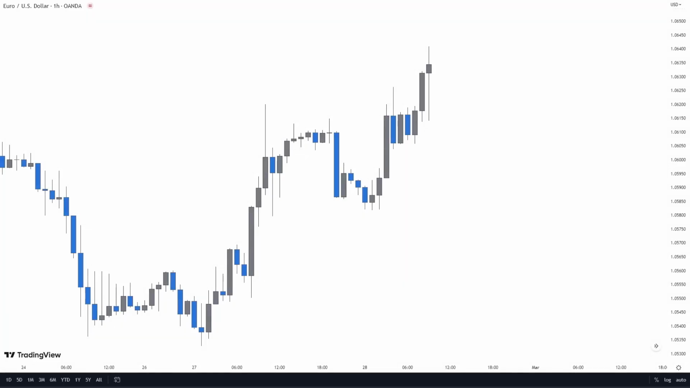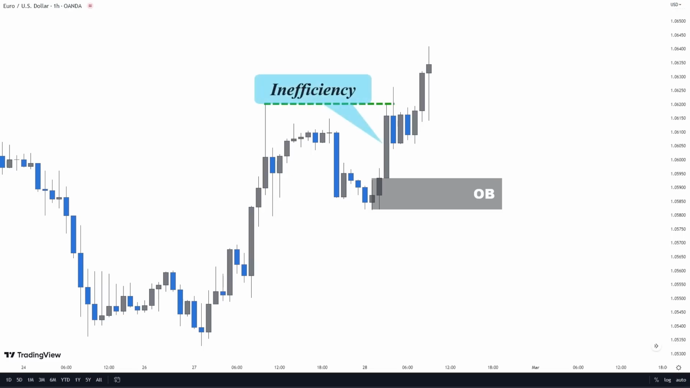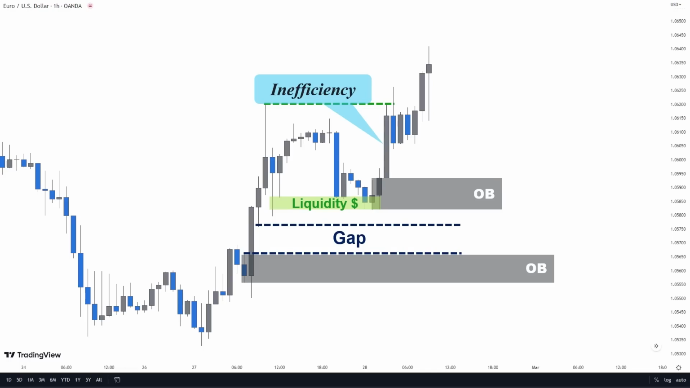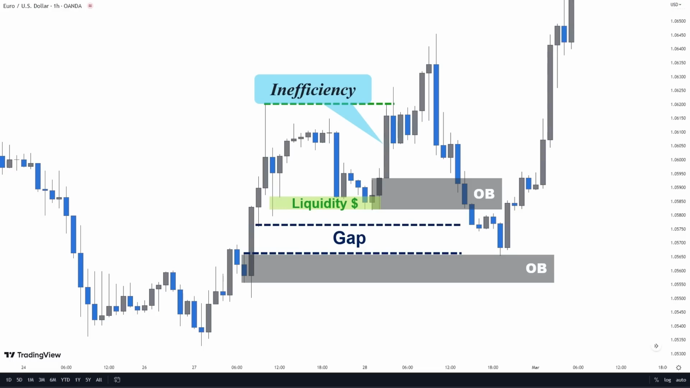Here we have euro-dollar in a 1-hour time frame. We can spot this valid order block that created inefficiency and break of structure, but looking at the left side, we can spot the support that rejected the price multiple times. So, there is a lot of liquidity gathered below this level. Also, we have gaps exactly under this zone and another valid order block. So there is a high chance for the price to break below this liquidity zone, to fill the gap and continue pushing up when it taps into the second order block.